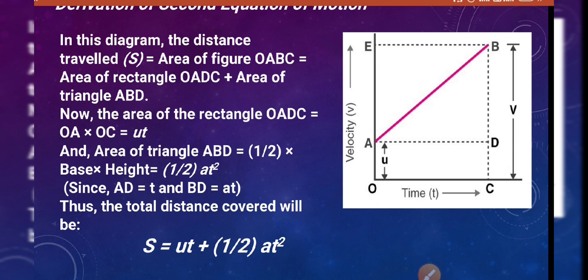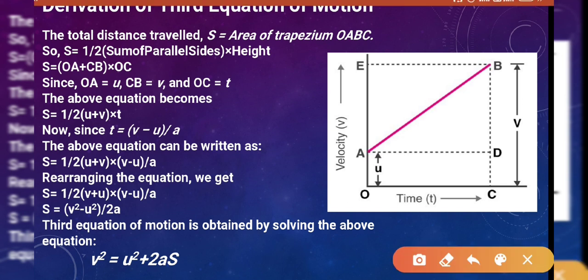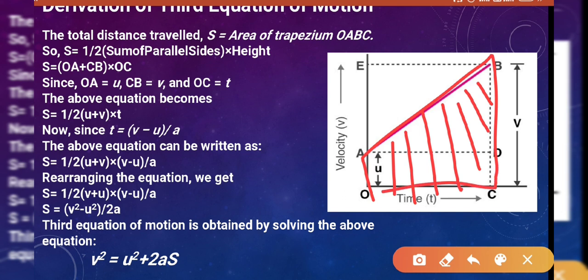Now we are moving on to the third equation of motion. Derivation of third equation of motion. Again, we know that the area of this trapezium OABDC will give us distance.